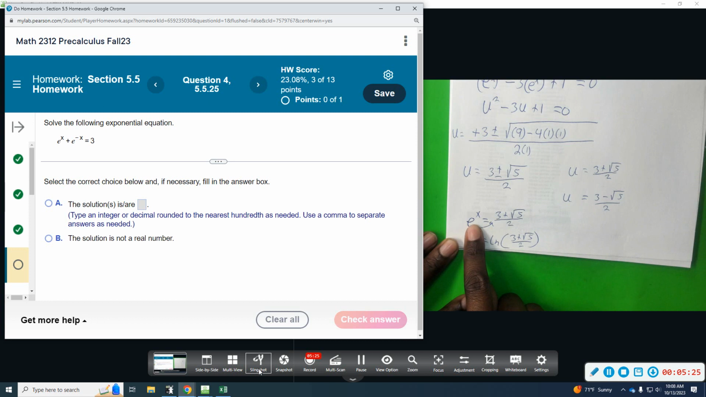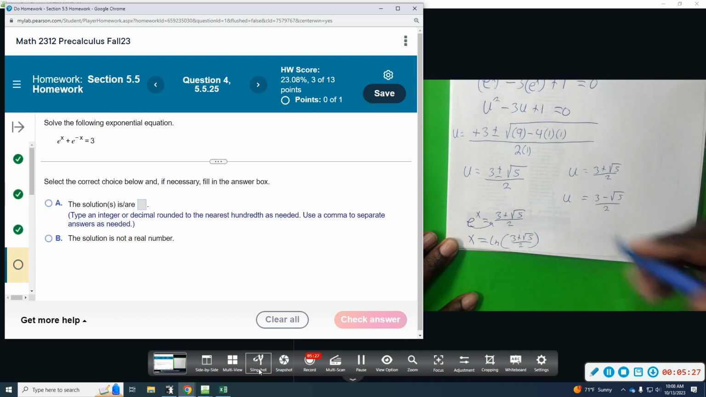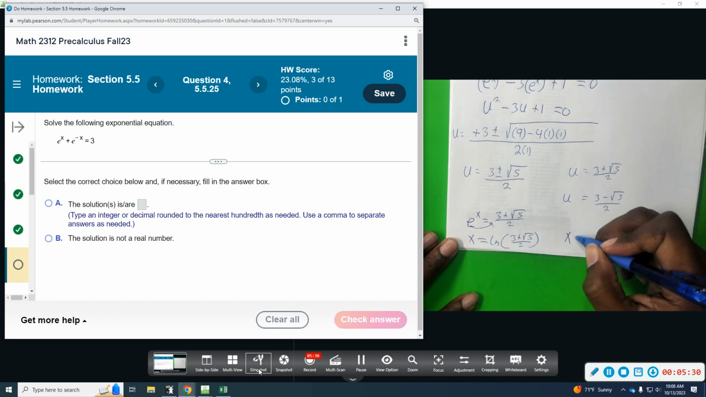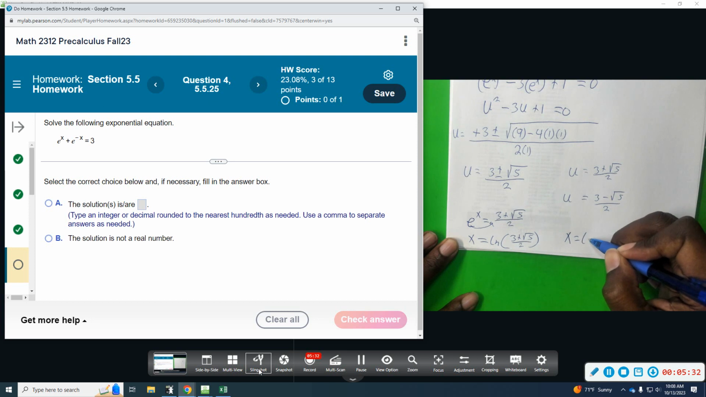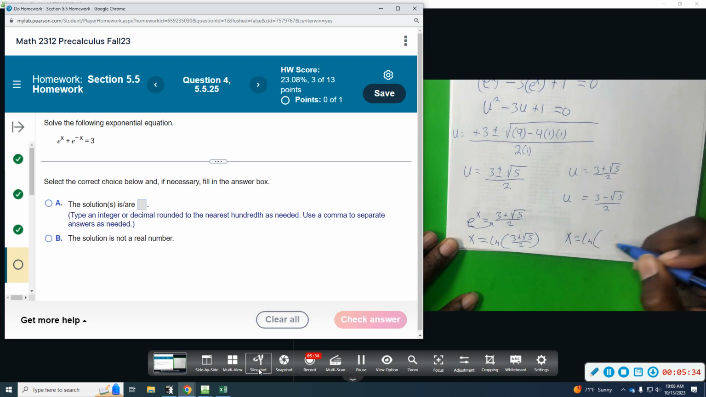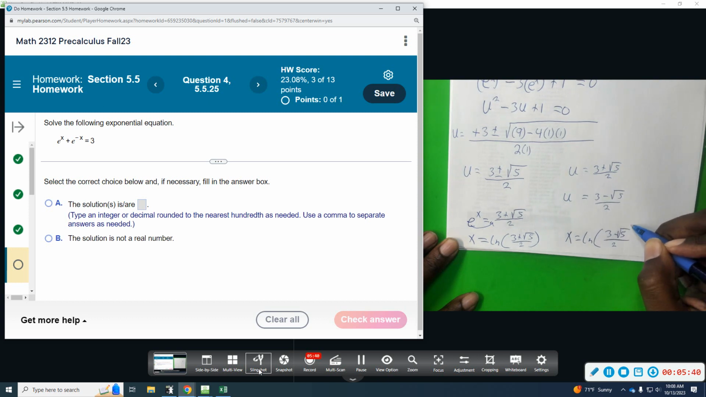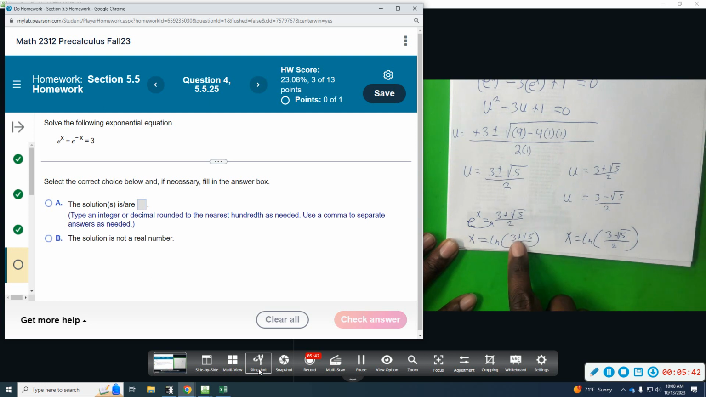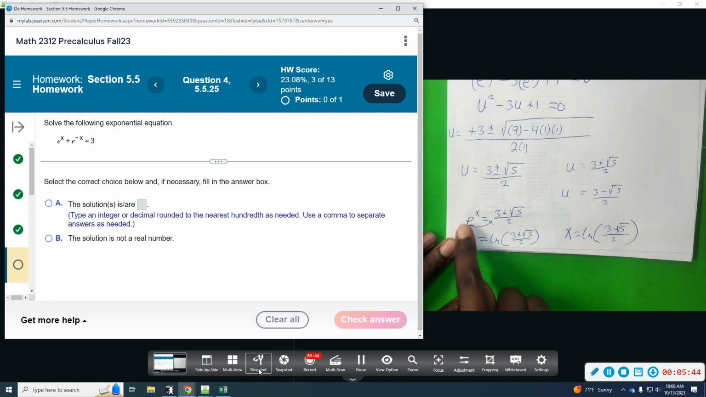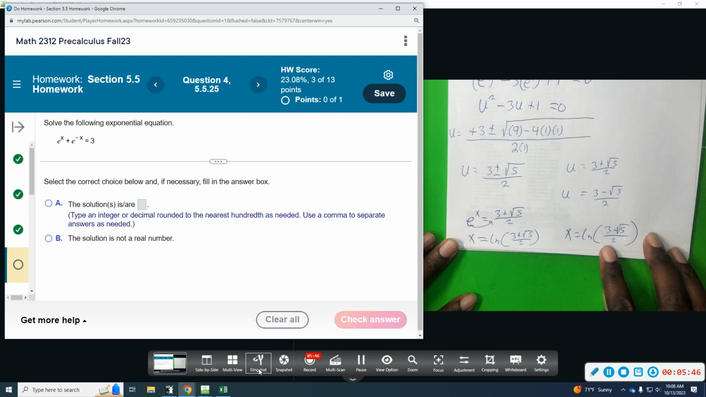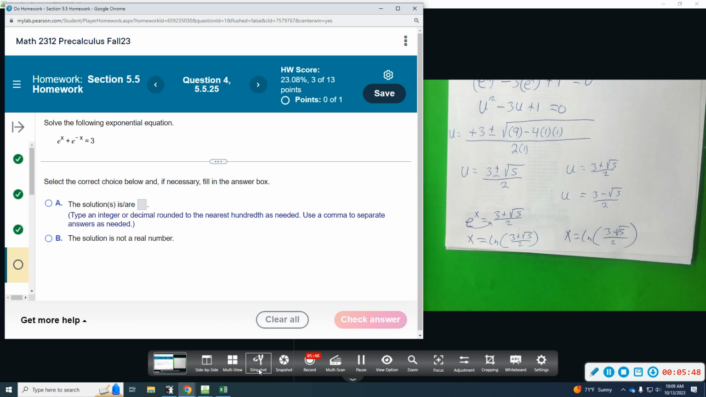Basically the same thing would happen with this one. I would get x equals ln of this side, so ln of 3 minus square root of 5 over 2. Just following that same setup, whatever I got over here, the natural log of that would give me my answer. It wants us to type an integer or decimal rounded to the nearest hundredth. So I'm going to round to 2 decimal places.